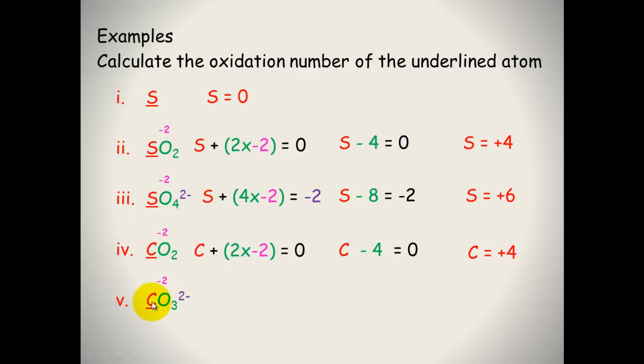Here we've got carbon with 3 oxygens and a 2- charge. We need to make sure when we're looking at this carbonate that we take into account the overall charge. So carbon plus 3 oxygens times -2 has to equal -2. So carbon minus 6 equals -2. So carbon has an oxidation number of +4 again. It doesn't always have an oxidation number of +4 though, just in those 2 examples.